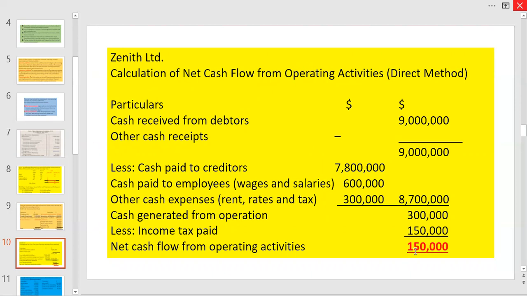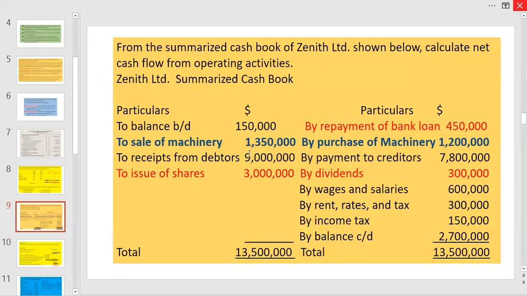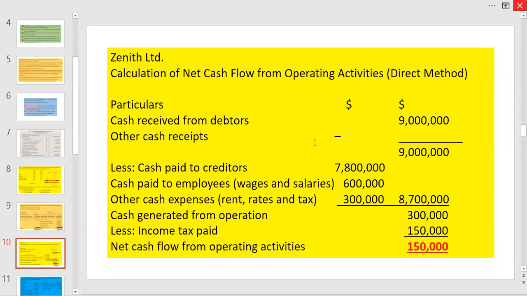If you look at the question, you will see a few entries are deliberately omitted from the answer. Of course, these are also cash flows, but the reason they are not shown is that the question says from operating activities. What is shown here in red are from finance activities. What is shown in blue here are investment activities. This question is about the direct method.